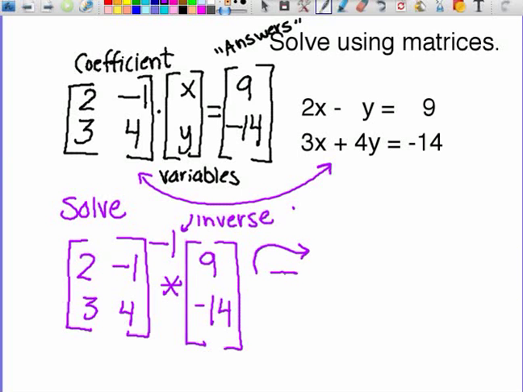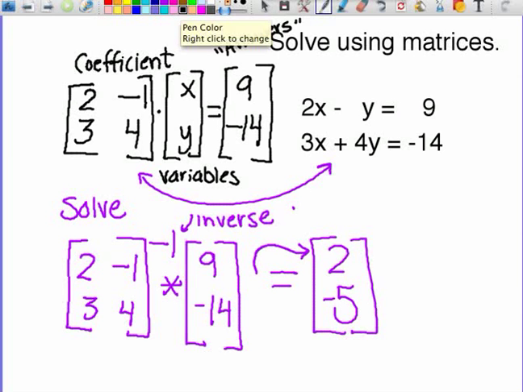So this is equal to 2, -5, which translates to these two equations cross when x is 2 and y is -5 at the point 2, -5.